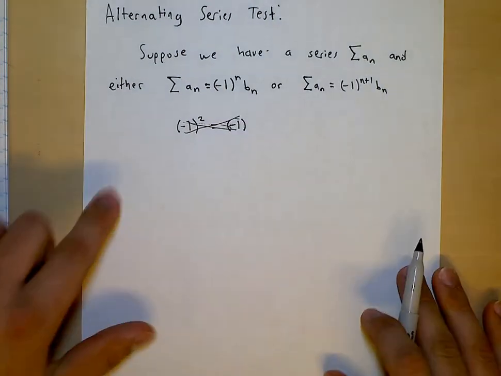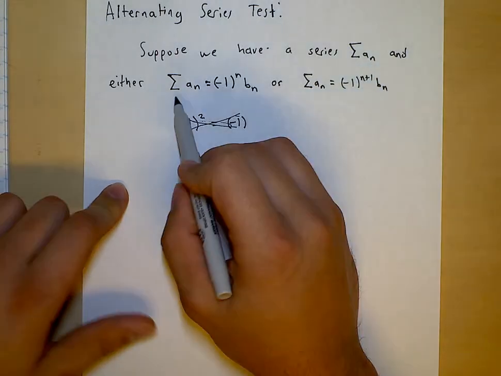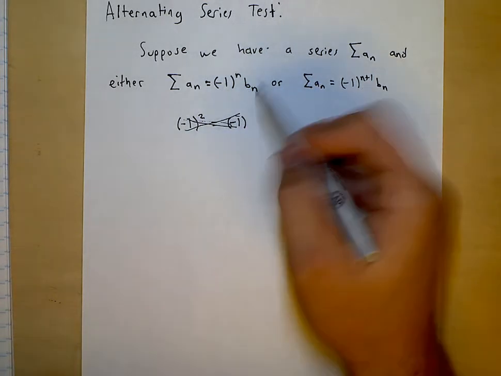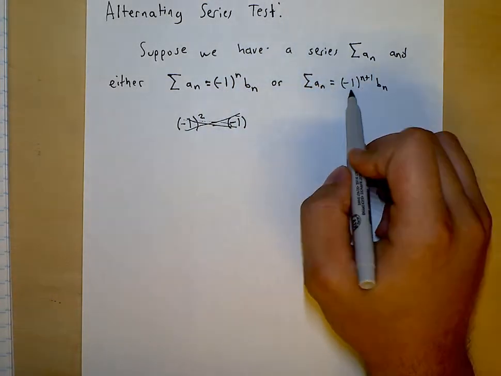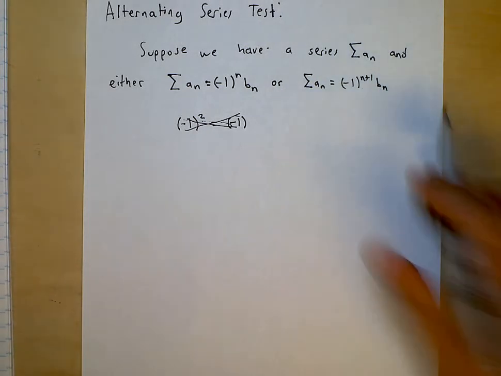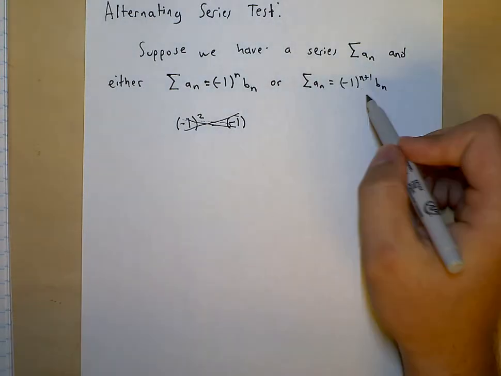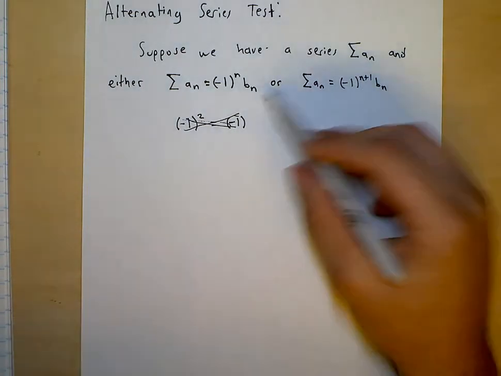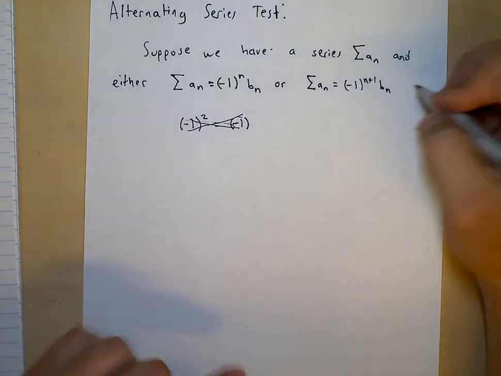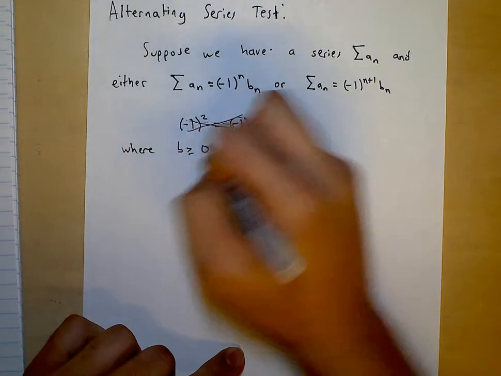So suppose we have this series a sub n, and either a sub n equals negative 1 to the n times b sub n, or a sub n equals negative 1 to the n plus 1 times b sub n. And in a later video we can prove that any series can be rewritten as either of these. So assuming that's true, then b sub n is greater than or equal to 0 for all n.